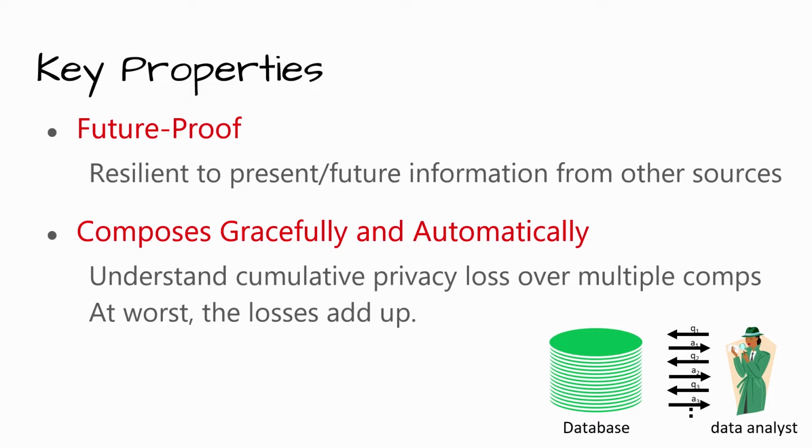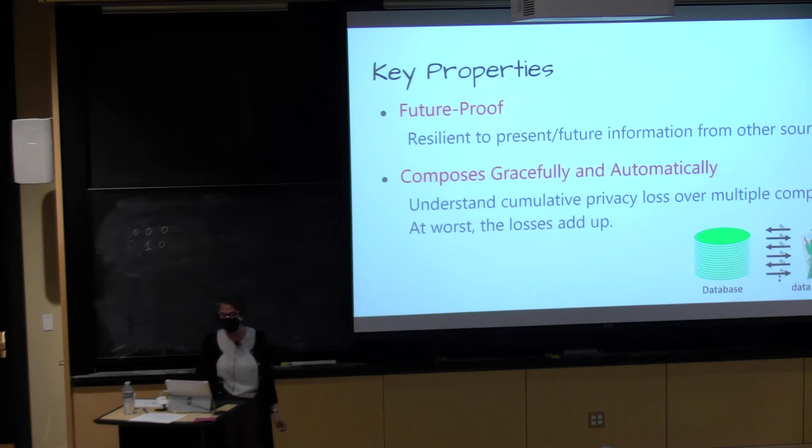Also, crucially, differential privacy composes gracefully and automatically. So we can understand, just like with those X-rays, the cumulative risk, we can understand the cumulative privacy loss over multiple computations. At worst, the losses add up, but we'll be able to think in much more interesting terms than just addition.